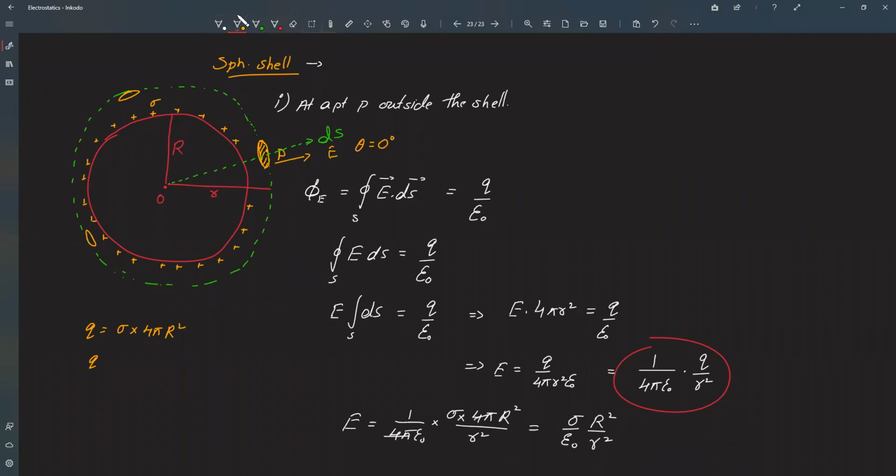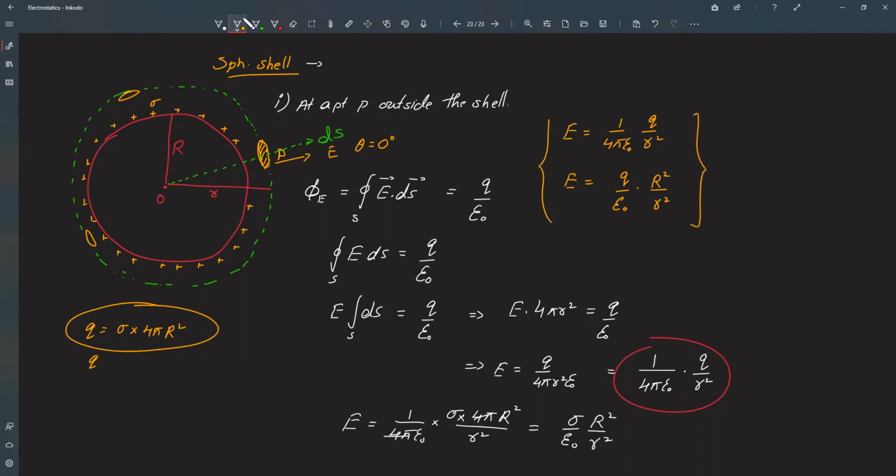So there are two expressions for electric field in this case, right? If you notice, E is equal to 1 by 4 pi epsilon naught into Q divided by r square, and the other expression is derived from this expression itself by substituting Q equal to sigma into 4 pi capital R square. If you do that, it will be sigma divided by epsilon naught into R square divided by r square. So these are the final expressions in this case. That is when the point is outside, where you are finding the electric field.